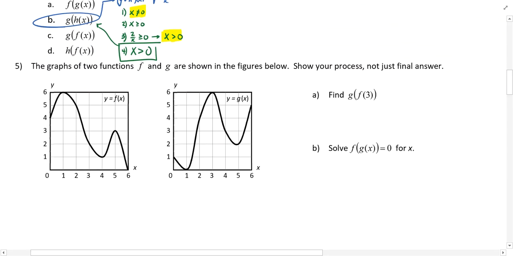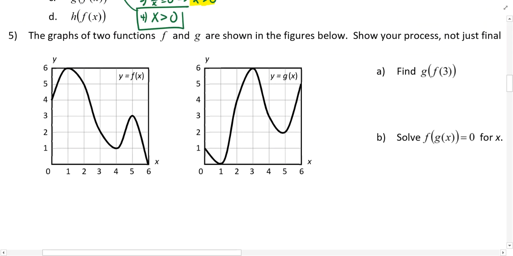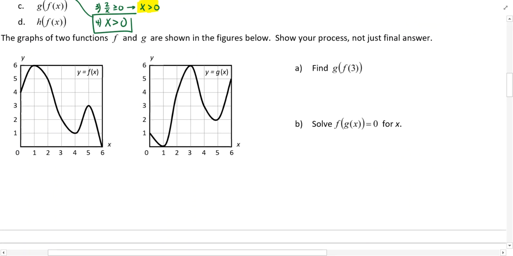Now, for question number 5, two graphs are shown, and they're shown separately, not on top of one another. I think Math Excel had these two pictures superimposed, and that made it a little bit challenging for us to interpret, but I think we can work through them this way instead. Two graphs, f and g, are shown. Show your process, not just the final answer.